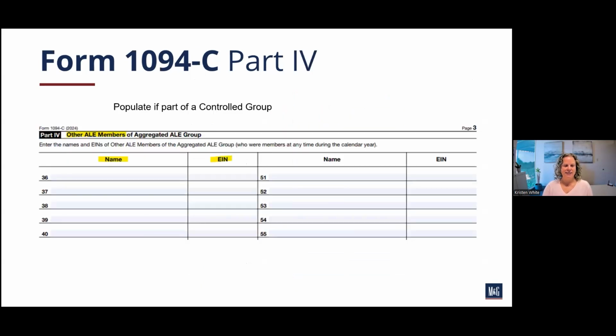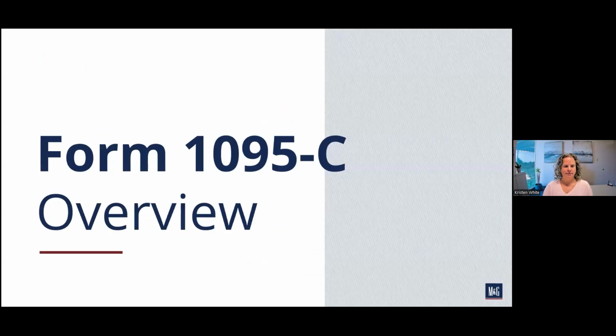This is the last part of our 1094 form, more for our controlled group folks, and they're asking for the names and EIN of all the entities in that group. Okay, you made it through the first form.